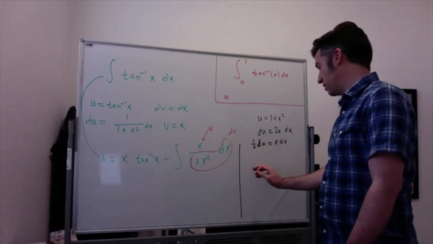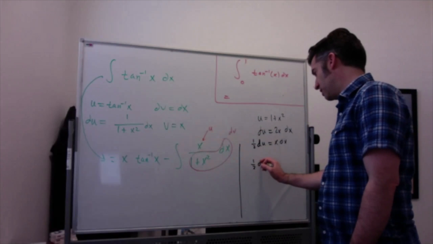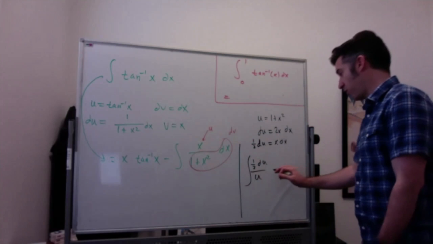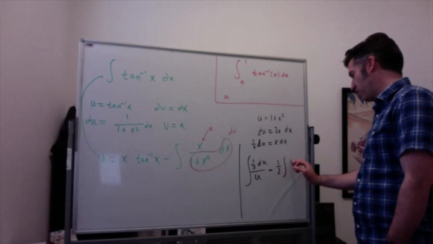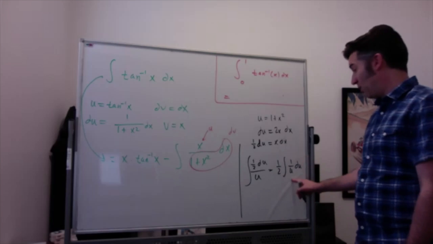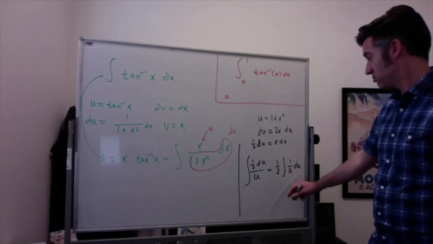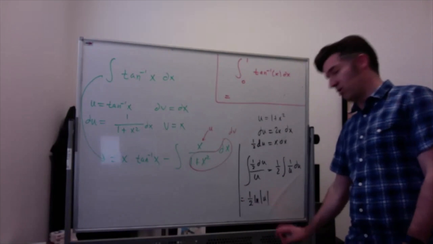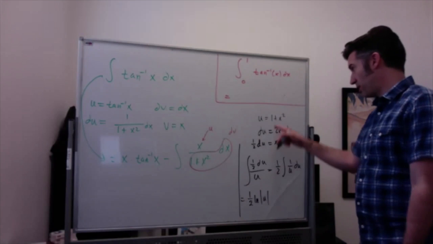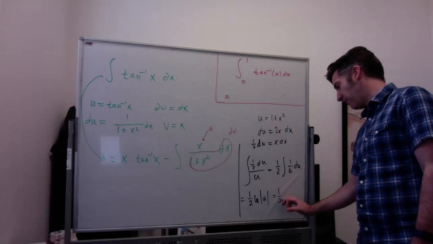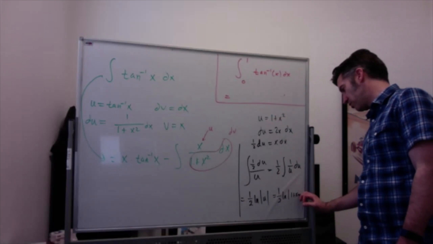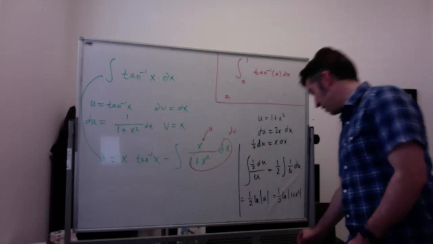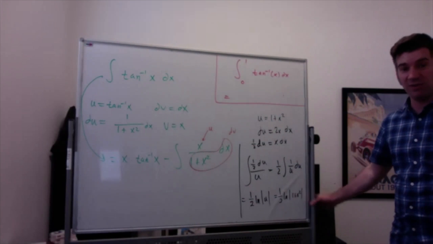This integral here is going to become 1/2 du over u. Or if you prefer, 1/2 integral of 1 over u du. And what's the integral of 1 over u? It's the natural log of the absolute value of u. And then plugging back in u, it's 1/2 the natural log of the absolute value of 1 plus x squared. So that's what this integral is here. It's 1/2 the natural log of the absolute value of 1 plus x squared.